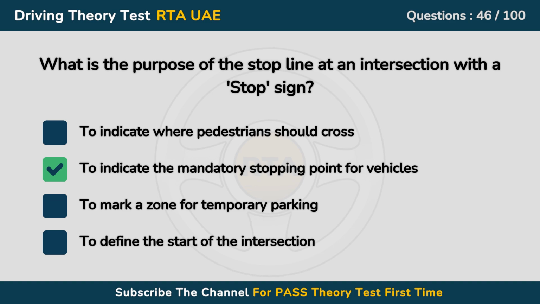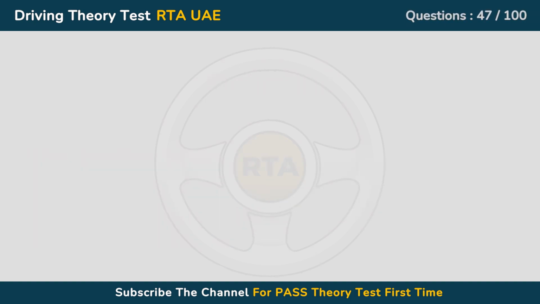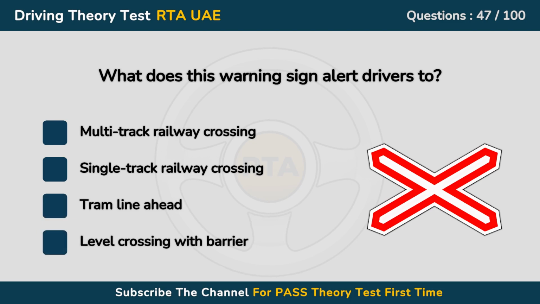Answer is B. To prevent wheels from locking during braking. ABS helps maintain steering control during emergency braking by preventing the wheels from locking up, allowing the driver to steer around obstacles. Question 51. What does this mandatory sign indicate?